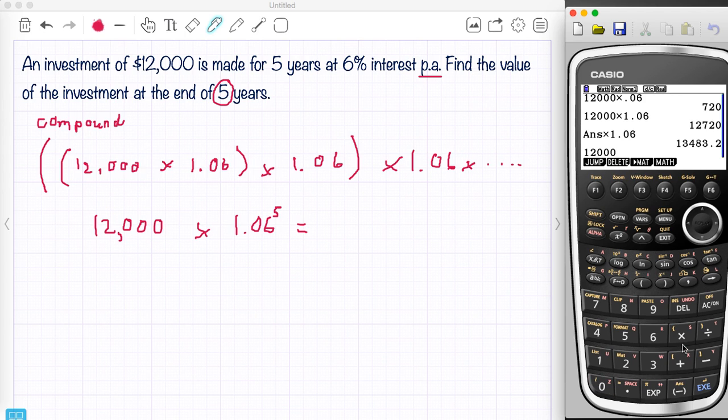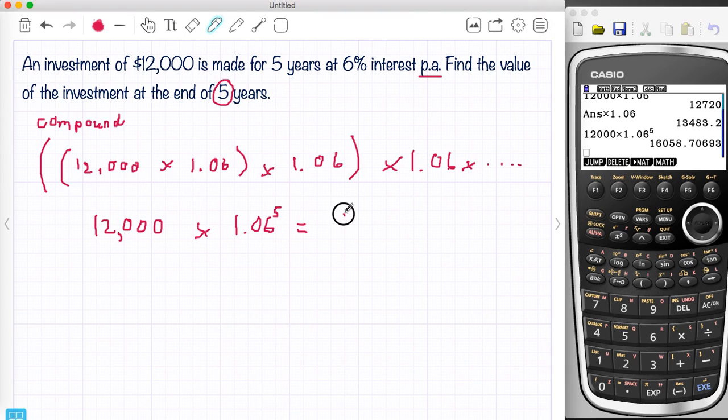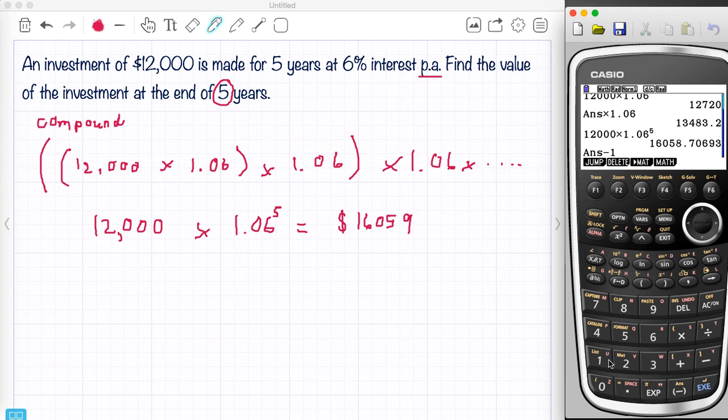So I've got 12,000 times 1.06, so that's the 6%, to the power of 5 years. Now my total investment there is 16,058, or 59 if we're going to round it off to the nearest dollar. So I've invested the 12, so if I just wanted the interest only, I would take off the 12,000. So it depends what the question's asking. In this case, it wants the total investment, so that's the answer. But we can see that we've earned 4,000 in interest.